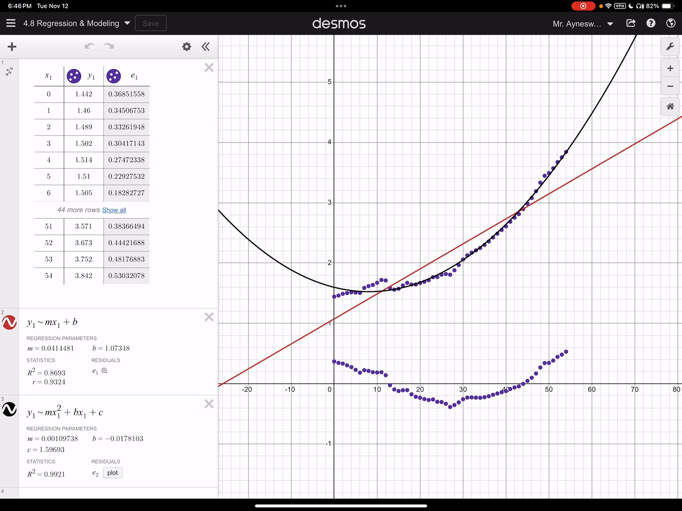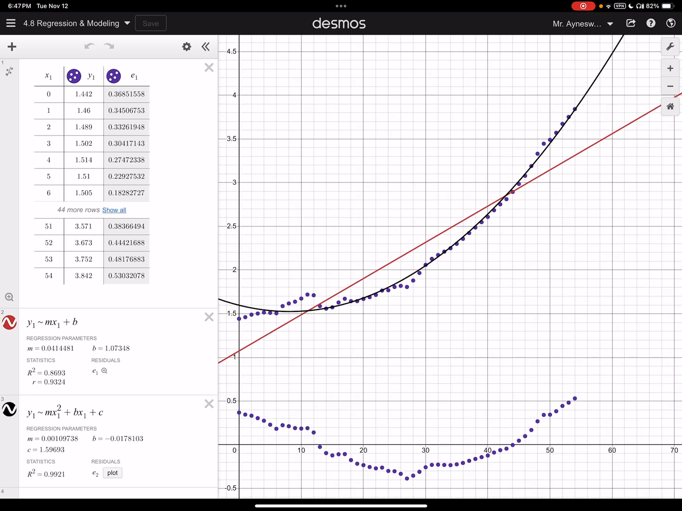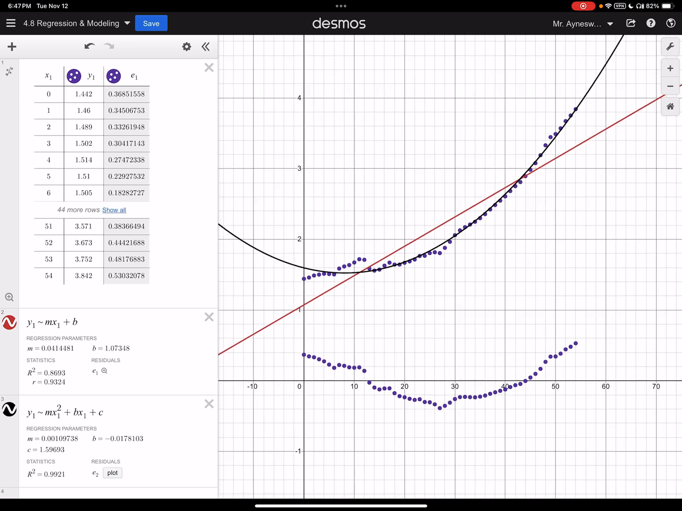Notice that the quadratic function, the parabola here, goes through the data a lot better. In fact, once you get past the 12, 14 years, it describes the data really well. Look at that, it goes through a lot of points. It's a much, much better model. Just keep that in mind. That's kind of cool.